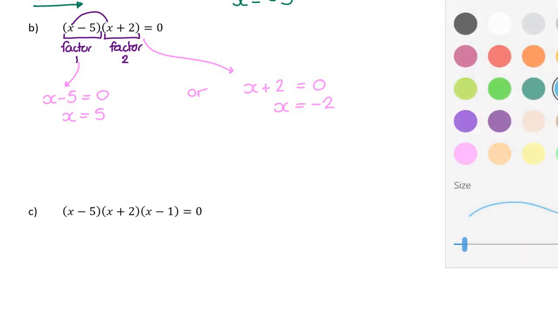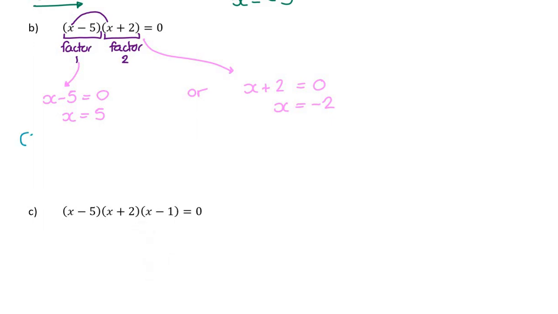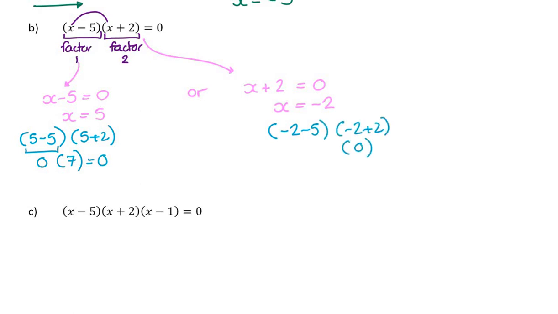Now let's just check what happens. What if x is 5? If x is 5, I would have 5 minus 5 multiplied by 5 plus 2. So that would give me 0 multiplied by 7. And 0 multiplied by anything is 0. So it does actually work. Let's check negative 2. So I'd have negative 2 minus 5 times negative 2 plus 2. Now negative 2 plus 2 is 0. So the fact that this first factor is negative 7 doesn't matter, because anything times 0 would give me 0. And so both of these answers work.